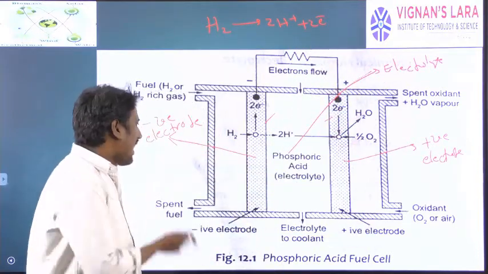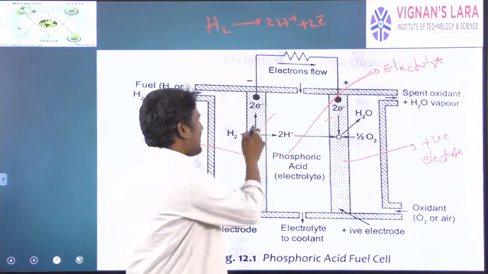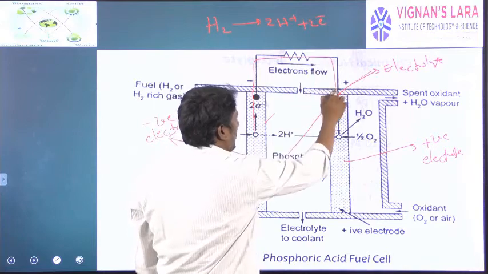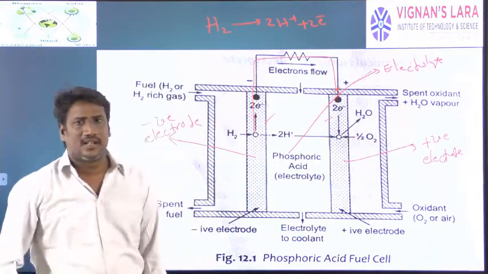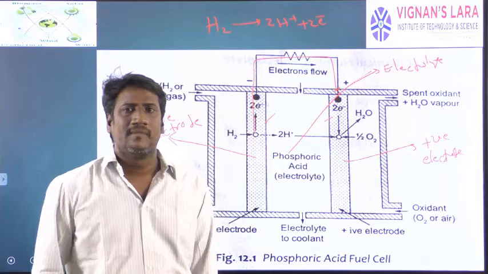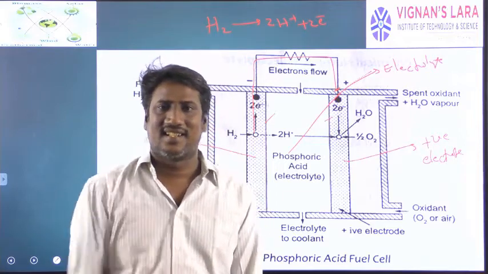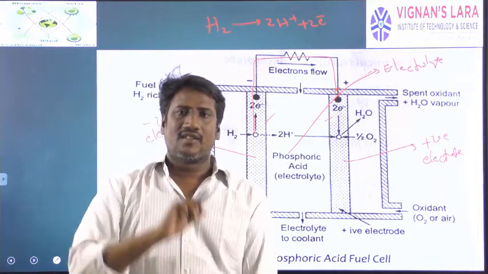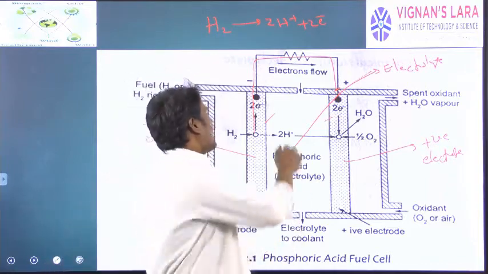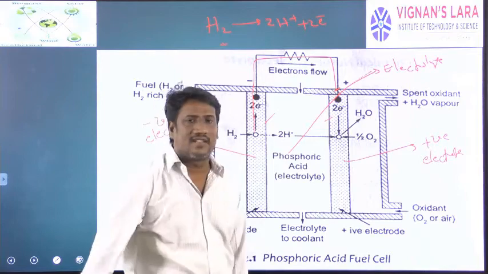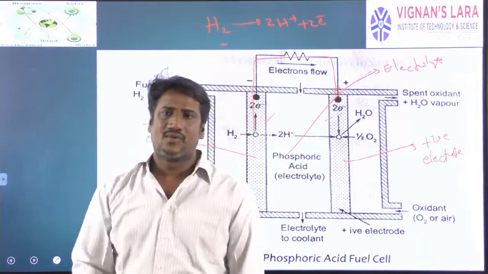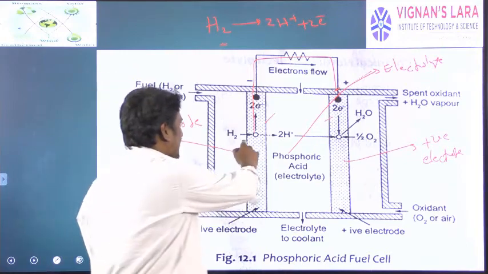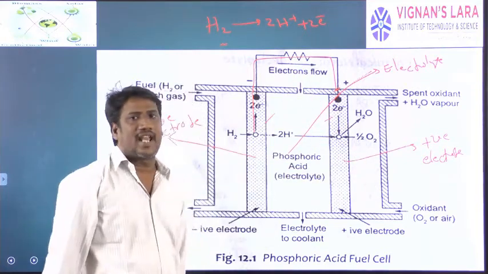As the two electrons are released, they are attracted and flow towards the positive side. That movement of electrons gives rise to current, a DC electrical current. Because of the initiation by the electrolyte, hydrogen is converted into two hydrogen positive ions and two electrons, and these two electrons, because of attraction, flow to the anode side.